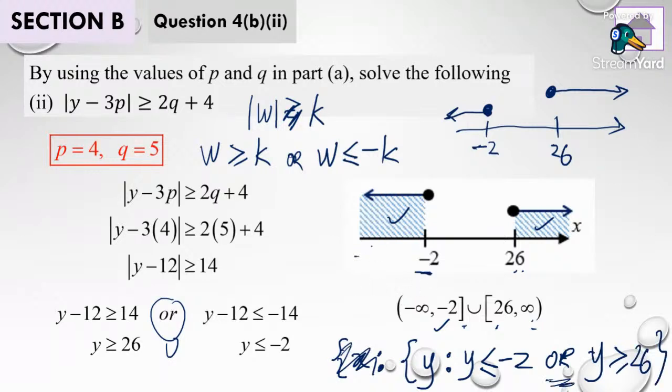Must use the word or. You cannot use comma, you cannot use union. Be aware of that. Inside the set bracket, we can use or only, no union notation. Comma notation, somehow you will see before it happens, but it's not very appropriate to have comma for this case because it's not clear enough. So this is how we get the answer for section B, question number 4.